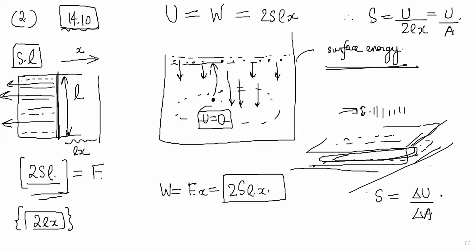So potential energy per unit area, right? Therefore surface tension can also be defined in terms of surface energy per area. We see that the increase in surface energy U is equal to W, which is equal to S into 2Lx, and U by 2Lx is S, so U by A is S. Therefore, in this interpretation, the surface tension of a liquid is equal to the surface energy per unit surface area, right?